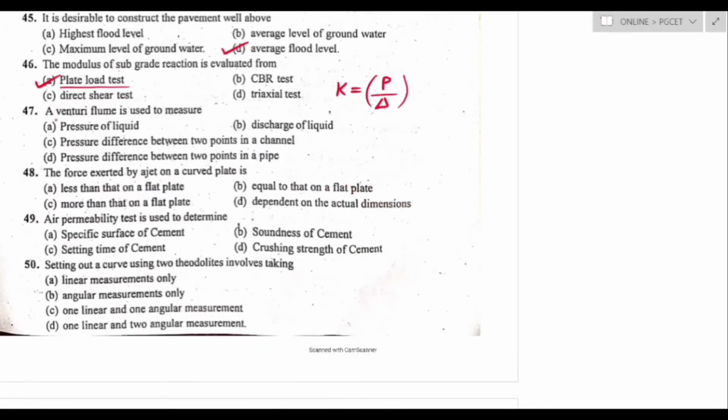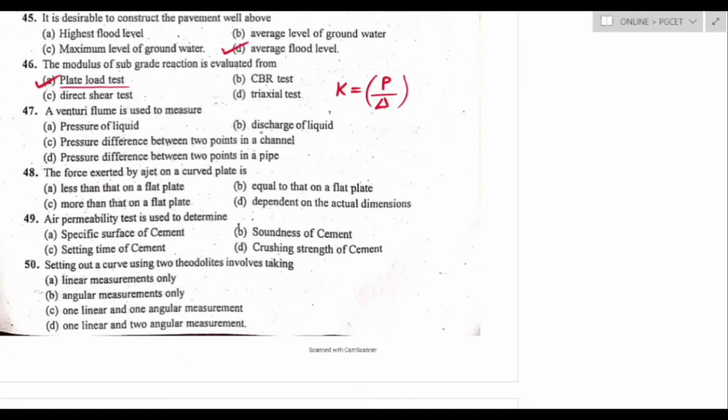Question number 46. The modulus of subgrade reaction is evaluated from plate load test. Option A is the right answer. It is defined as the pressure per unit deformation of the subgrade at specific pressure or deformation, and it is given by the formula K is equal to P by delta, where P is the pressure and delta is the soil settlement.